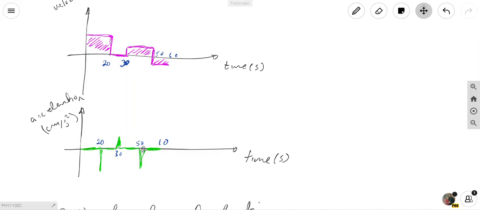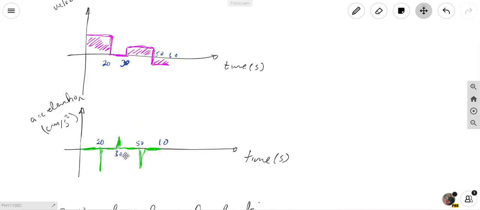acceleration or deceleration also because we go from a high value or a positive value of velocity here in this graph of velocity versus time to a negative value of the velocity in the graph of velocity versus time at 50 seconds. So that's why we see a negative acceleration or deceleration in this part.